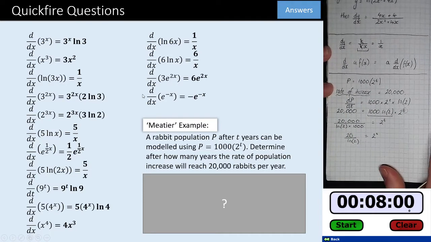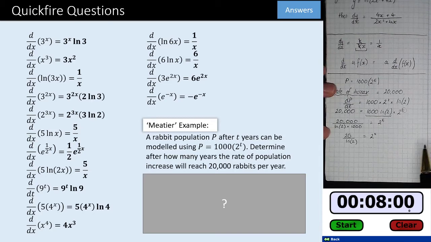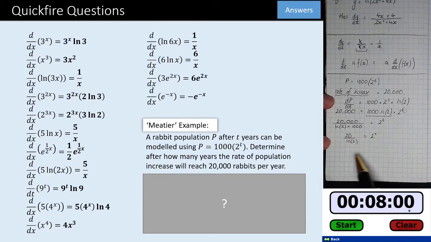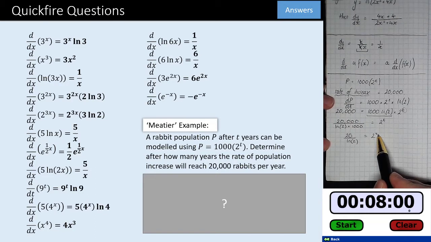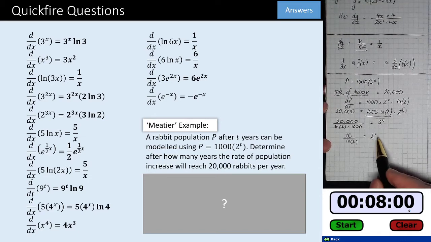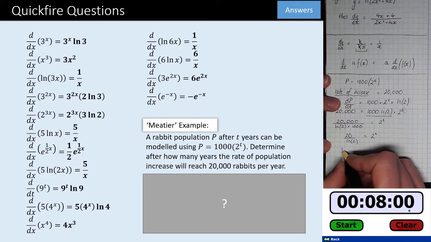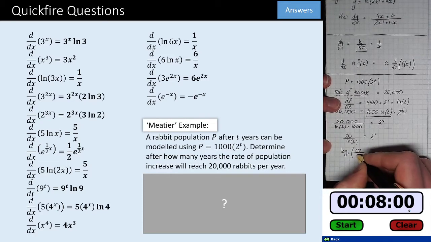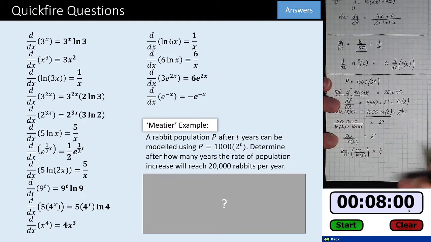Now, if you know your logarithms well, then we're going to want to take a log of both sides, but we want to take log base 2 in order to get our value of t. Okay, we don't really want to have to plug and play different numbers of t to find out what that is. We want to do it mathematically, we want to do it properly. So I want to do log base 2 of 20 over ln 2, which will equal t.